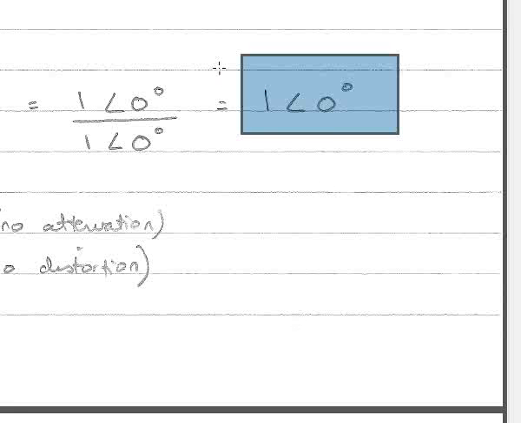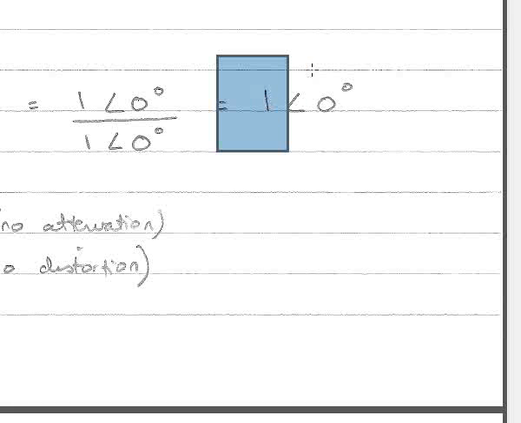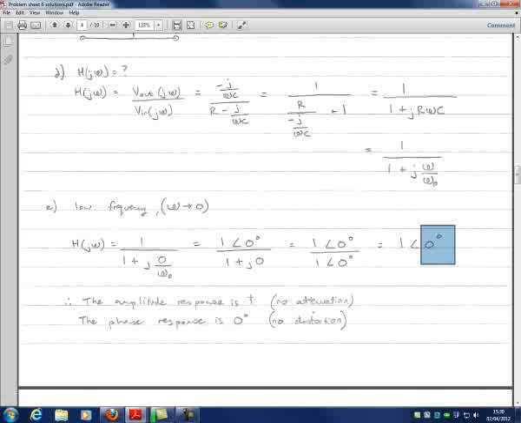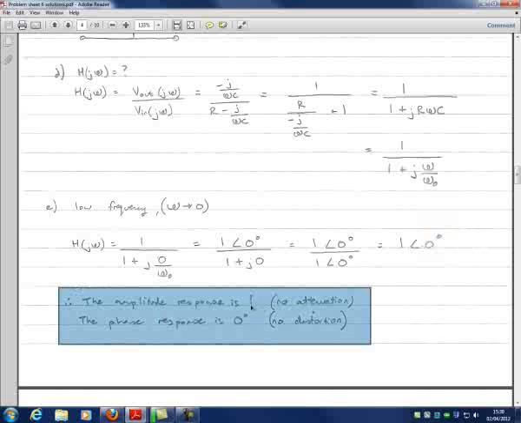So because H(jω) is in polar form, what we can see is that this is the amplitude response and this is the phase response. It's either side of this angle sign. So we're just going to summarise that and say the amplitude response is 1, which means there's no attenuation, and the phase response is 0, so there's no distortion. And this is encouraging because it's a low pass filter, so that means at low frequencies the signal is going to pass through and come out the other side as it was before.